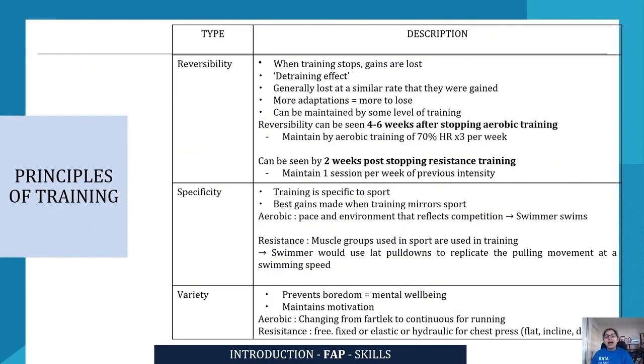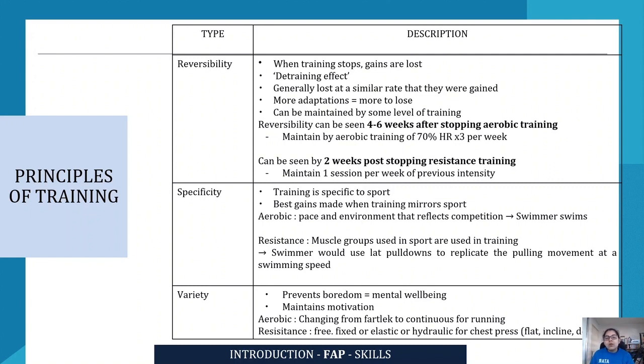Okay, let's have a look at the principles of training. Every time we train, there obviously has to be a purpose for it, and these principles have to be applied to our training in order to continuously improve it. So reversibility is when, if your training stops, all gains are lost.